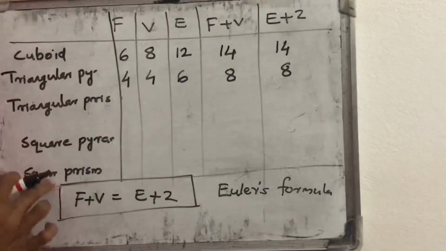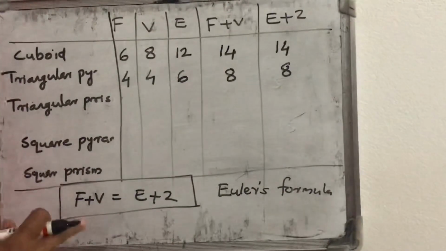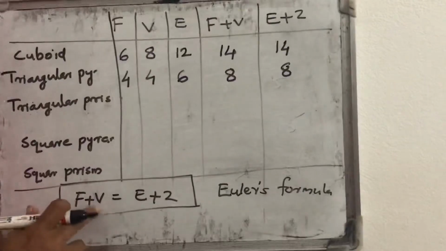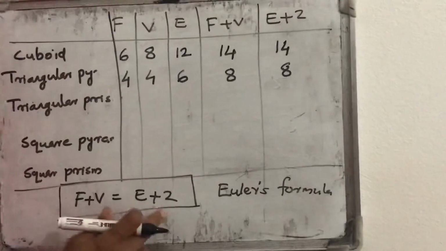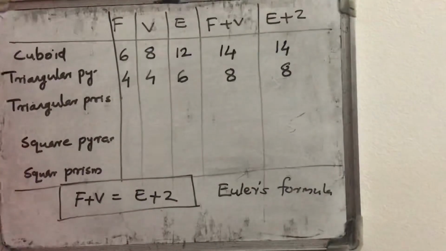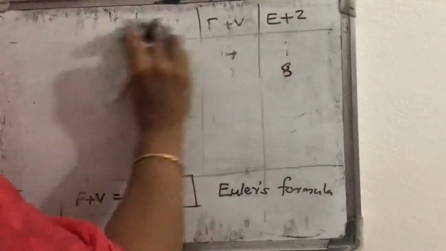Okay, this is true for any polyhedron. All of you understood what is polyhedron, and this formula is true for any polyhedron. That means when we add the number of faces and vertices, we will get e plus 2, number of edges plus 2. Okay, now in this textbook 2 questions are there. We want to verify Euler's formula for the given figures.